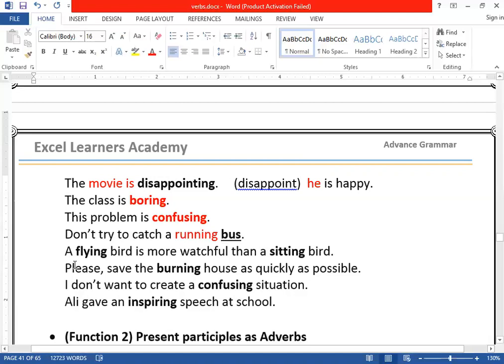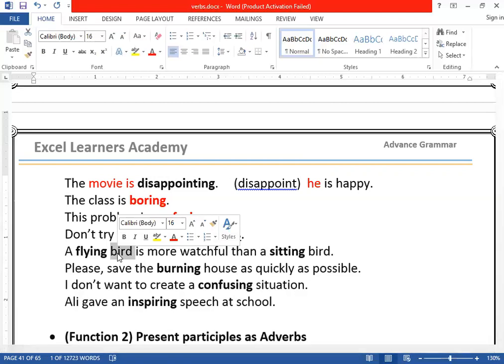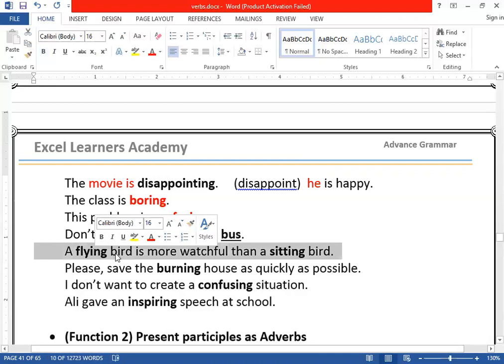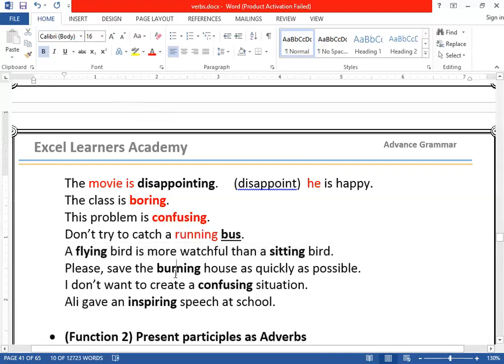Clear? Now the next one, a flying bird. Which bird? Flying bird. So what do we have here in this case? Flying is the adjective. Bird is called what? We call bird a noun. Very good. Burning house. Please save the burning house. Which house? Burning house. Burning is an adjective. Clear? Now, can you people see the next one? If you look here, the last one, confusing situation. What is situation here? Situation is a noun. Clear? And which type of situation? Confusing situation. Now, can you see here speech? What is speech here? It's a noun. Inspiring speech. Ali gave an inspiring speech. Clear? So we call it what? An adjective. Is this clear to all of you?